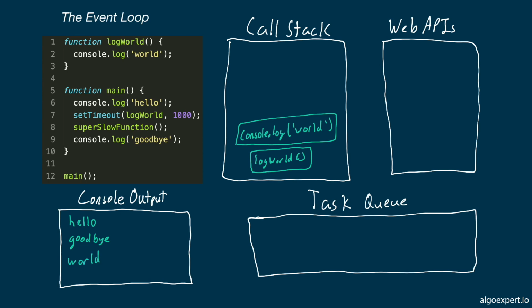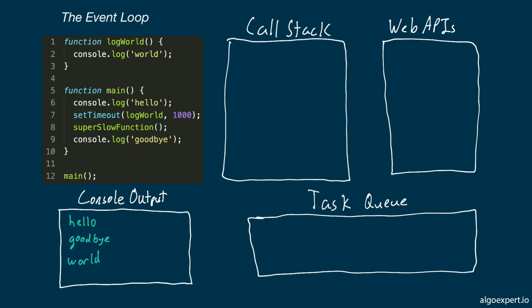Then we can remove console log world from the call stack, and the log world function would be over as well, so we can also remove that from the call stack. And with that, our code execution would be complete because there is nothing left in the call stack or in the task queue. So I hope this illustrates why it's important to avoid functions like the super slow function that could block the call stack and thus end up blocking the entire event loop from continuing.